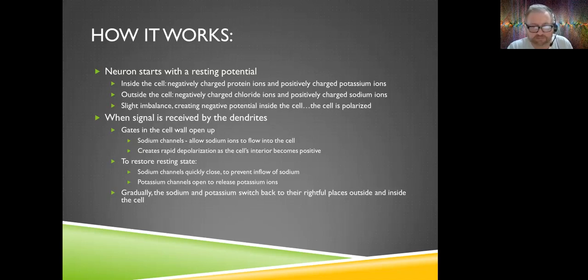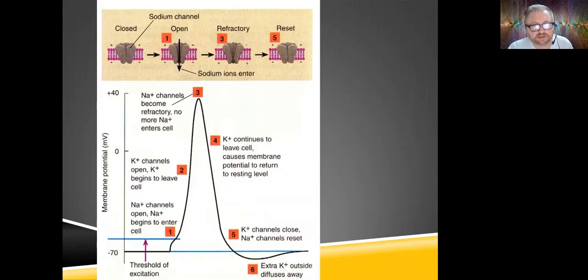So that voltage spike, and that's what we're looking at here in this graph, is a change in the voltage of the neuron from negative 70 millivolts all the way up to nearly positive 40, and then back down to about negative 90 before returning to its resting state. That's a spike of the voltage, and that is what's called the action potential.